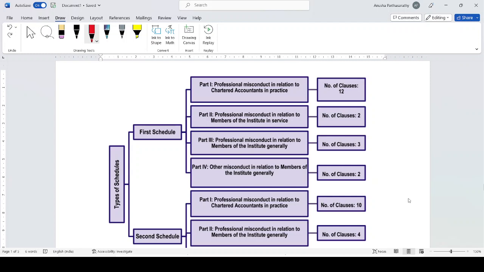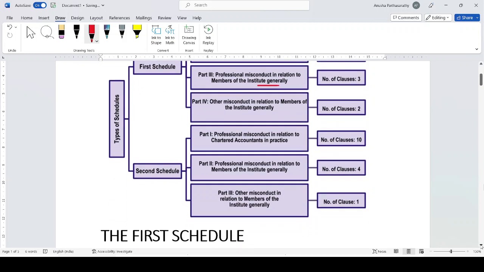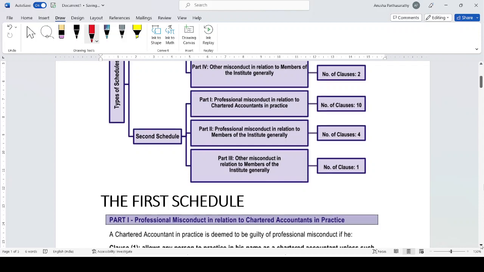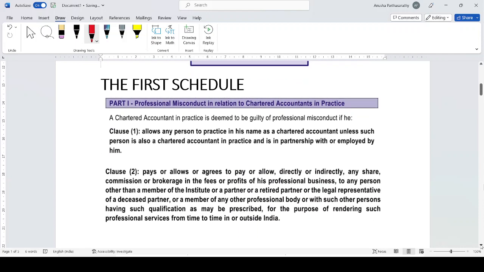Part 1 of the First Schedule deals with professional misconduct in relation to chartered accountants in practice, while part 2 deals with professional misconduct for the members of the Institute who are in service, while part 3 deals with general professional misconduct, and part 4 deals with other misconduct in general. Part 1 of the Second Schedule deals with professional misconduct for chartered accountants in practice, part 2 deals with professional misconduct generally, and part 3 deals with other misconduct generally. So let's read it out in the manner in which we write in the examination.